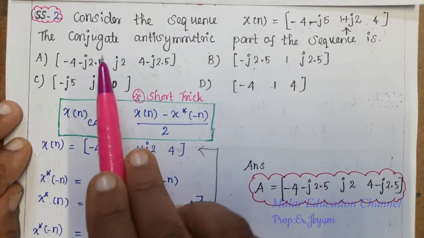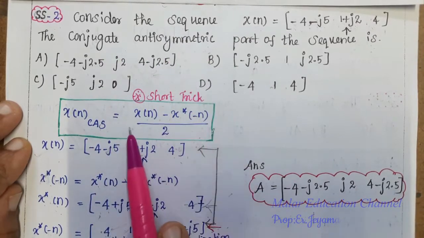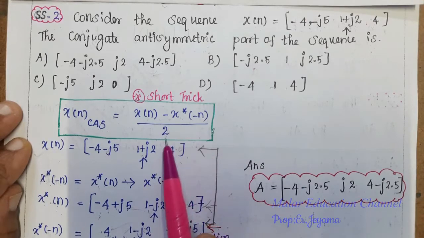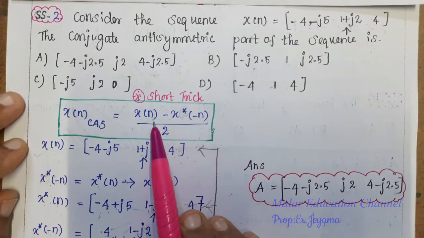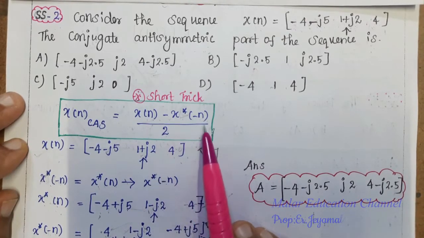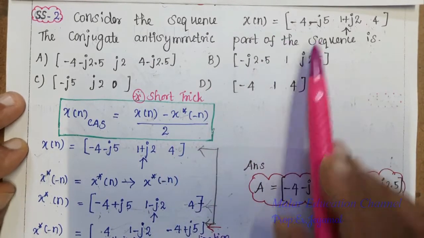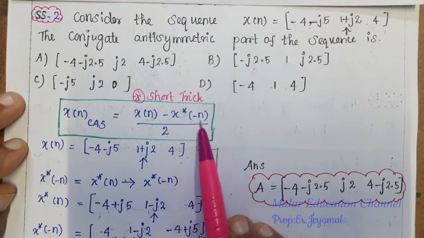The formula for the conjugate antisymmetric part is x of n minus x star of minus n, divided by 2. Here, star is nothing but the complex conjugate. Let me find x of n and x star of minus n. X of n is already given in the problem. Next, find the complex conjugate of x of minus n.